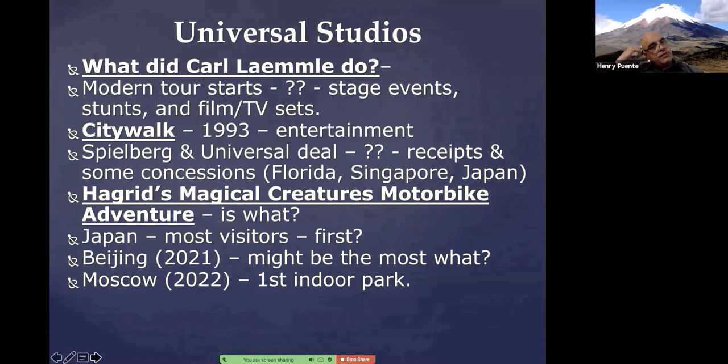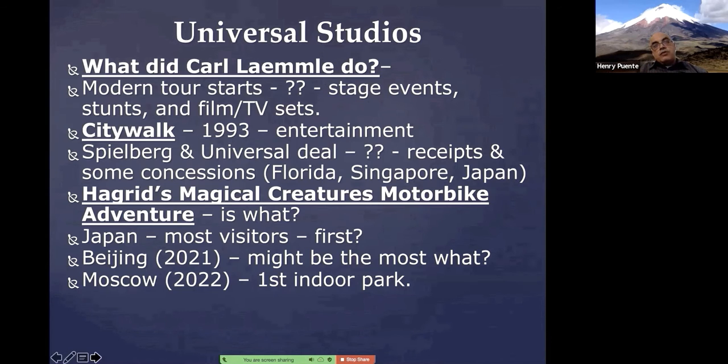In 1993, we have the City Walk that was built. Basically, it's just a strip of entertainment where people can shop and be entertained before and after they leave the theme park. Heck, you don't even have to enter the theme park, and you can just hang out at City Walk. But it was an effort by Universal Studios to generate more revenue utilizing its land.